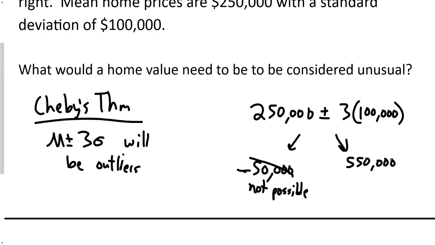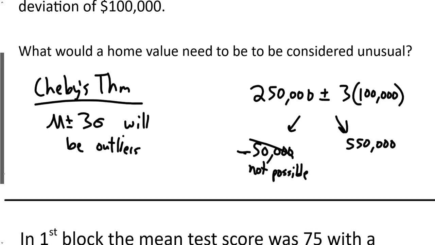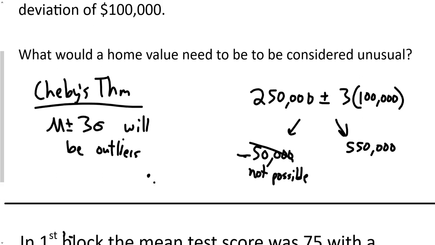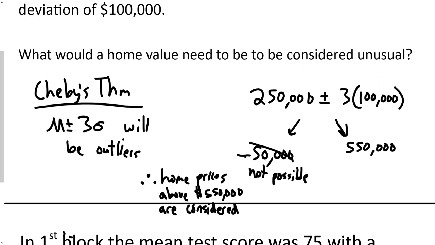So if I were to summarize all of that, I would say home prices above $550,000 are considered unusual. I wouldn't necessarily say the word rare, but it's approaching that. All right? So that's how we can use Chebyshev's theorem.